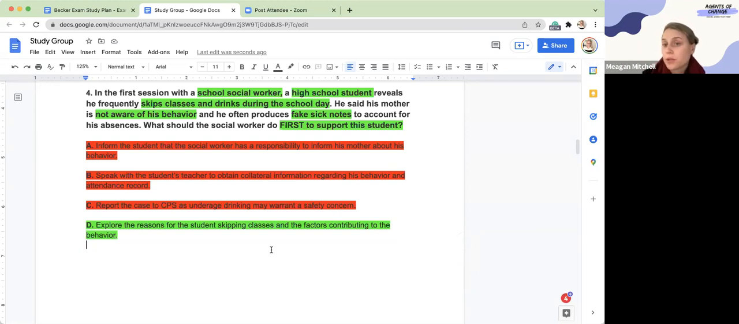I might need to inform his mother, right, at some point, but not the first step. I need to know what's going on first. I need to know the severity. I need to know how often. I just don't have enough information yet to do anything other than explore.